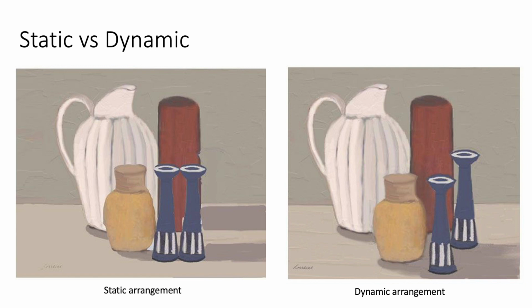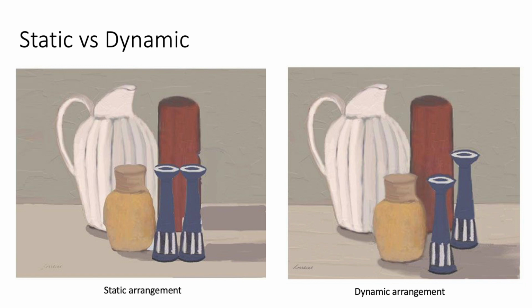What is a dynamic composition? Dynamic compositions use balanced asymmetry. They create a feeling of movement, they introduce visual tension to an image, and they keep the eye moving throughout the picture plane.